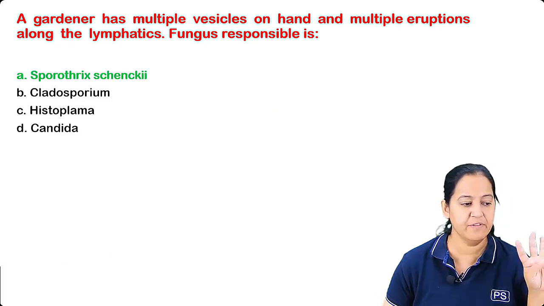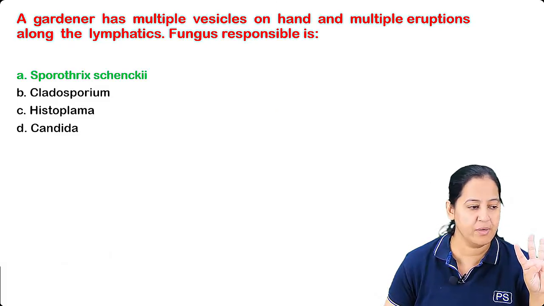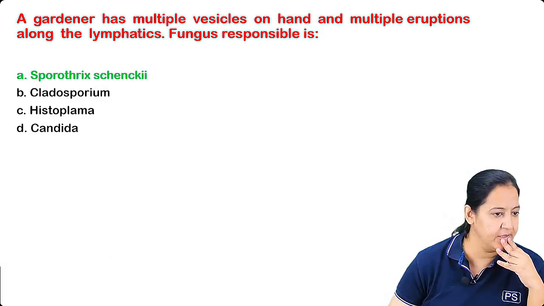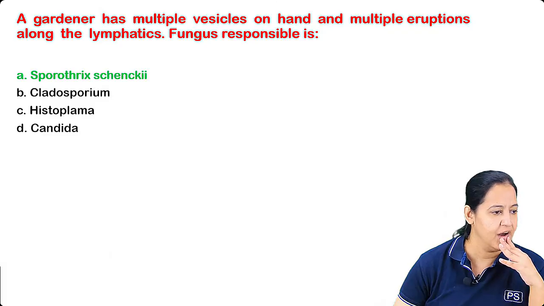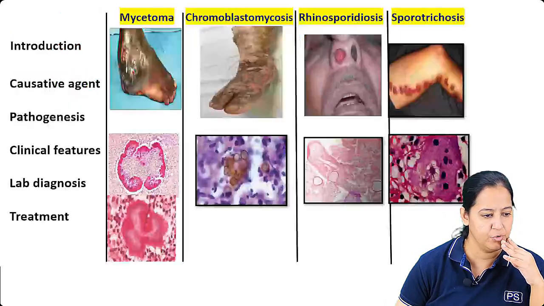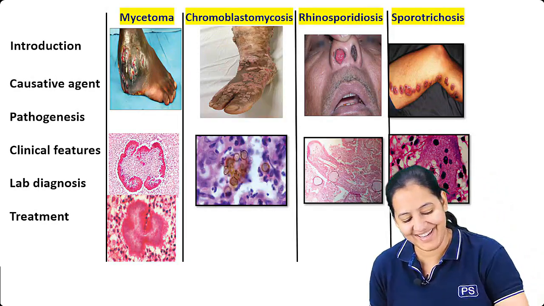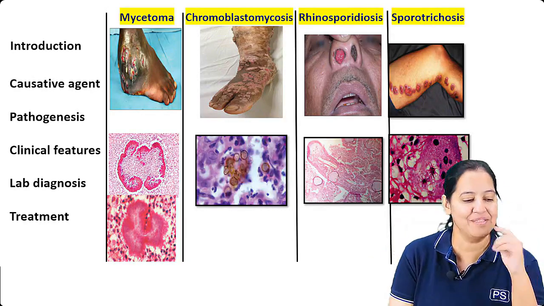So we are done with 4 superficial mycosis, and we are done with 4 subcutaneous mycosis also. Are we done with the 4 subcutaneous mycosis? Just a second, I want to show you this. Can you see? Now, you tell me. So these are the 4 subcutaneous mycosis.